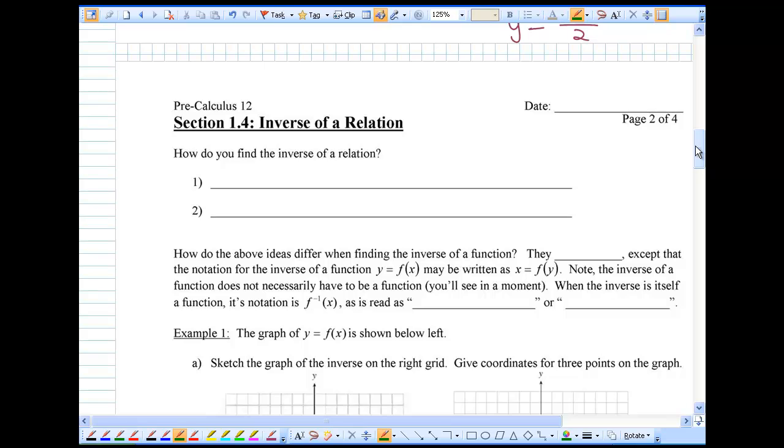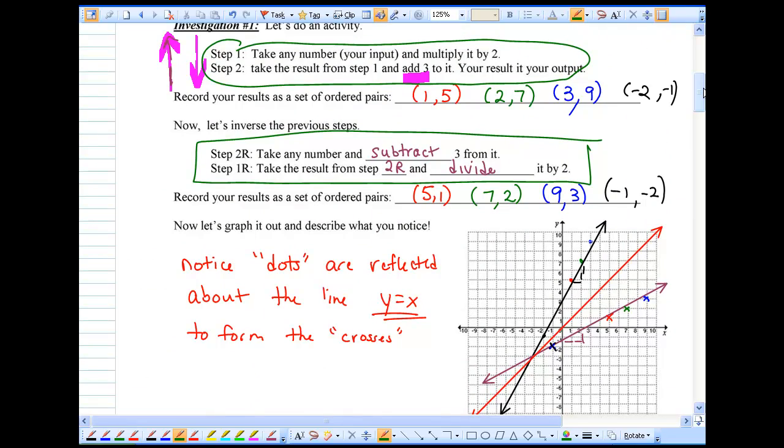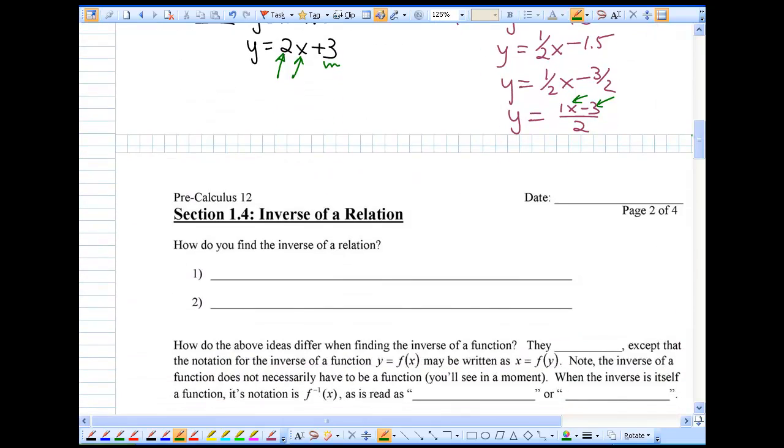Well, if you notice, when you go back to your previous graph, you notice something about those ordered pairs. 1 comma 5 became 5 comma 1, 2 comma 7 became 7 comma 2, 3 comma 9 became 9 comma 3, right? Well, the idea of the inverse is this. You want to, first of all, switch the x and the y's. And if you're doing this algebraically, after switching the x and the y's, the goal is to solve for y. Because ultimately, I want an equation.